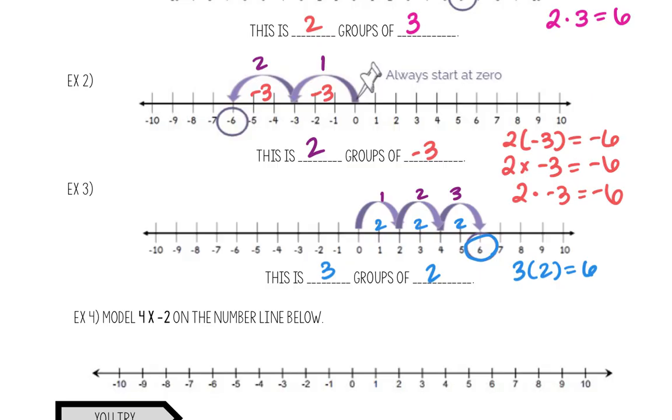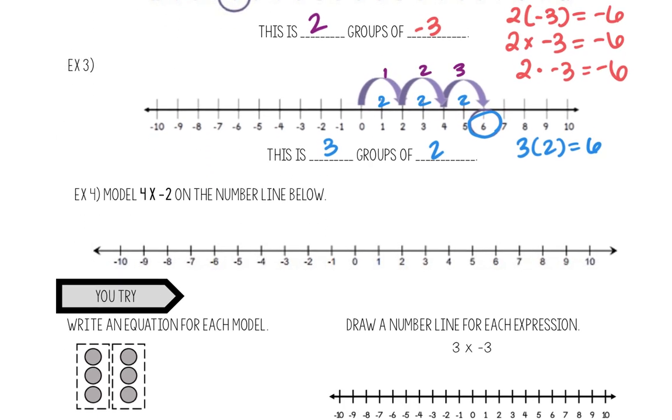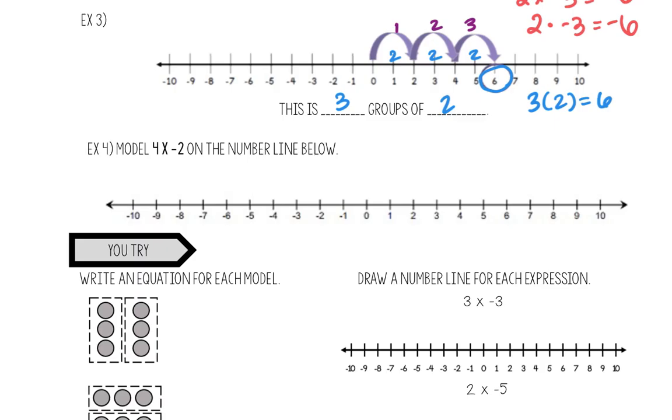So now we're going to model our own. We're going to make one on our own. So model 4 times negative 2 on the number line below. That 4 is going to tell us the number of jumps. The negative 2 tells us the direction and how far each jump is. So I'm going to start at 0, and I'm going to go 2 backwards in a negative direction for each jump. So I will start, there's 1 jump.